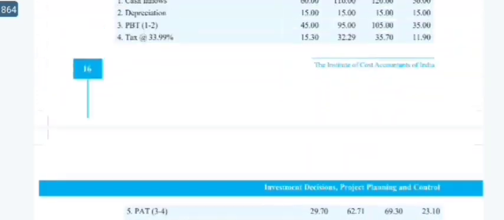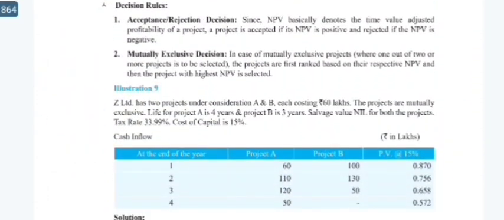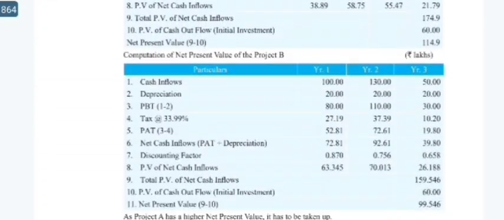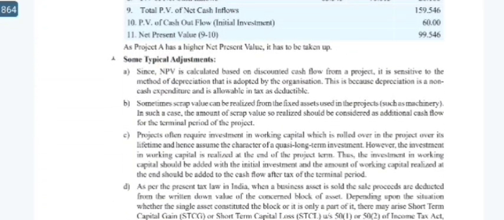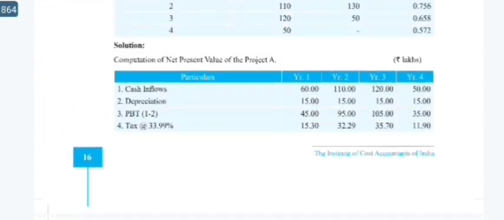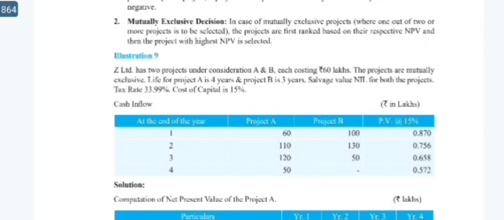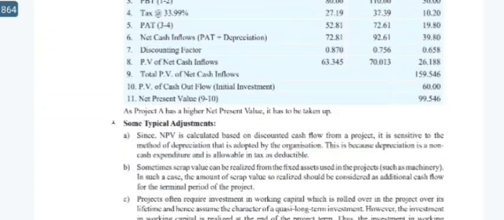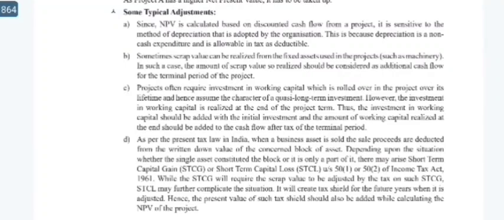Illustration, they have given scrap value as nil. In some cases, they will give the scrap value. In that case, we have to find the present value of scrap value. In which period? At the end of the life period. That is for project A, 4th year. If we are having salvage value, we have to find the present value of salvage value for the 4th year, and we have to consider that scrap value as a cash inflow. We have to add this scrap value also to the 4-year cash inflows.